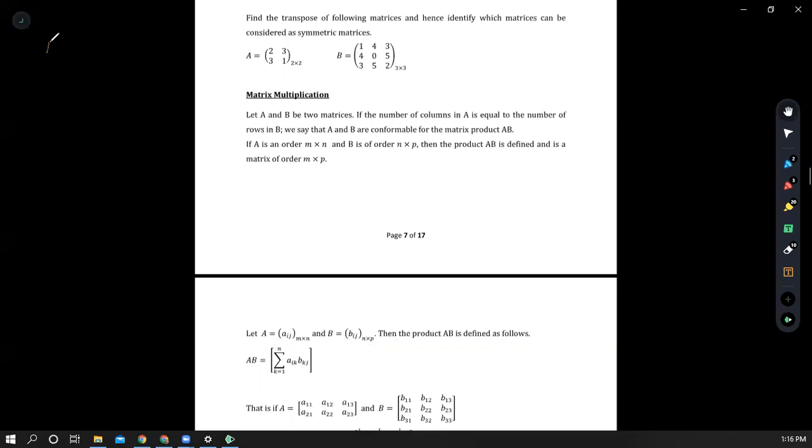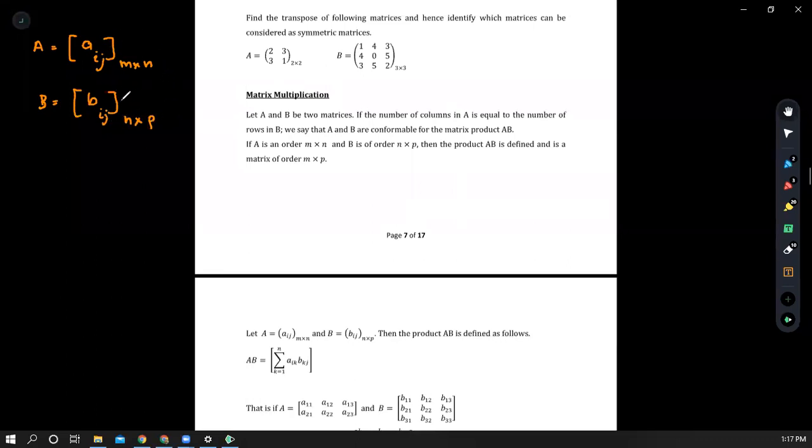Suppose that matrix A is given as Aij, where I have used the general notation, with m number of rows and n number of columns. And suppose that matrix B is given as Bij, which is the general notation we are using. Here we take the number of rows and columns as n by p.